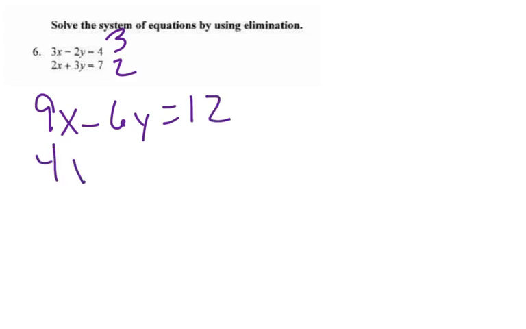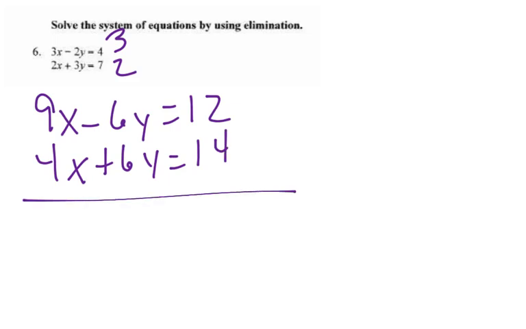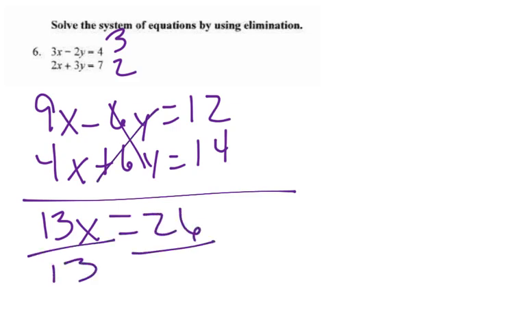The first one's going to have to multiply by 3, and the second one's going to have to multiply by 2. So when you do that, you get 9x minus 6y is equal to 12, and you get 4x plus 6y is equal to 14. Draw a line and combine. 9x and 4x is 13x. Y's go away, equals 26. Divide by 13, x equals 2.